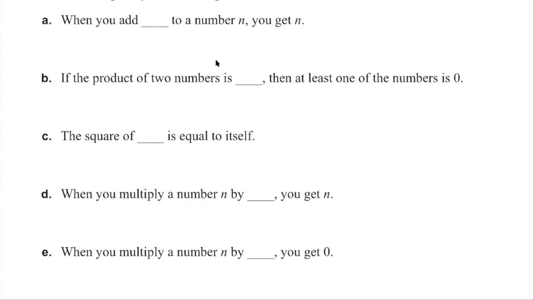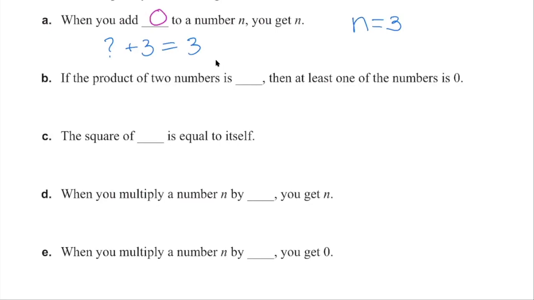So it says when you add blank to a number n, you get n. So we're going to just say n, and this one is equal to 3. So we're trying to figure out what number, when we add it to 3, gives us 3. Is it 0, 1, both, or neither? If you said 0, you would be correct because the only way to get 3 to stay the same in addition is to add 0.